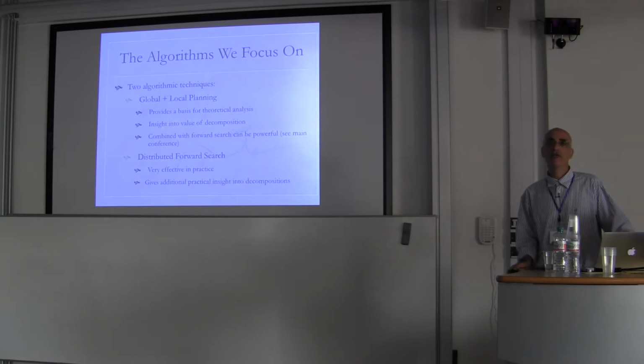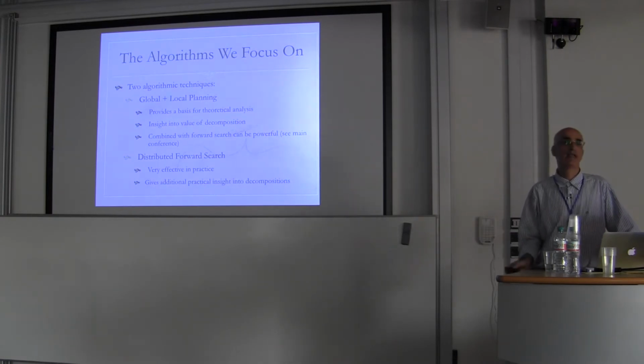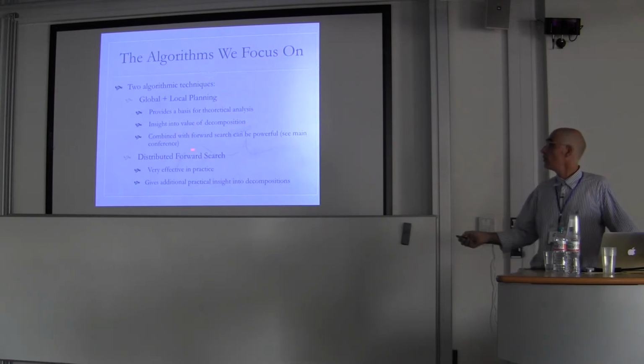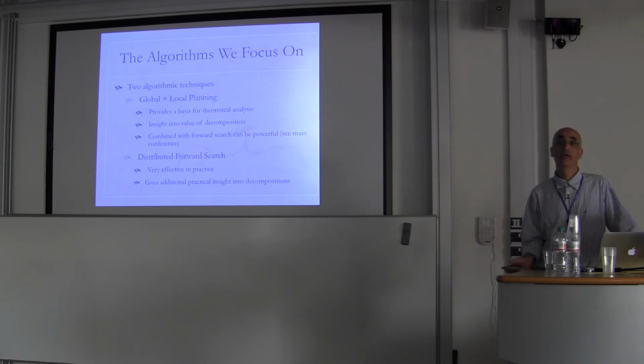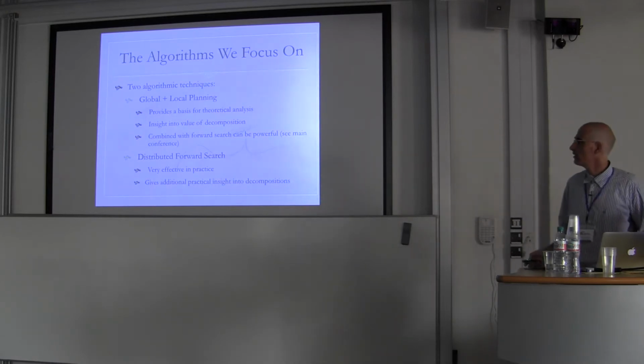But for many years, this area is not that old, but for quite a few years, it was considered not a very good algorithm, because distributed forward search, which is the second algorithm that I mentioned, was much faster. But if you actually combine ideas from forward search with these ideas, you now have very strong planning. There's a paper in the main conference that will describe a method for basically doing this global followed by local planning, where in the global planning you use forward search, and that's a very effective method.